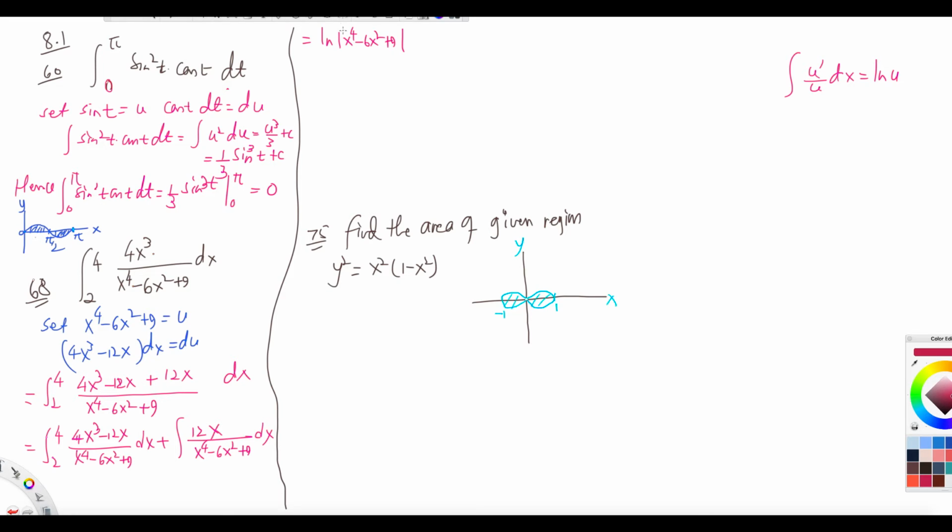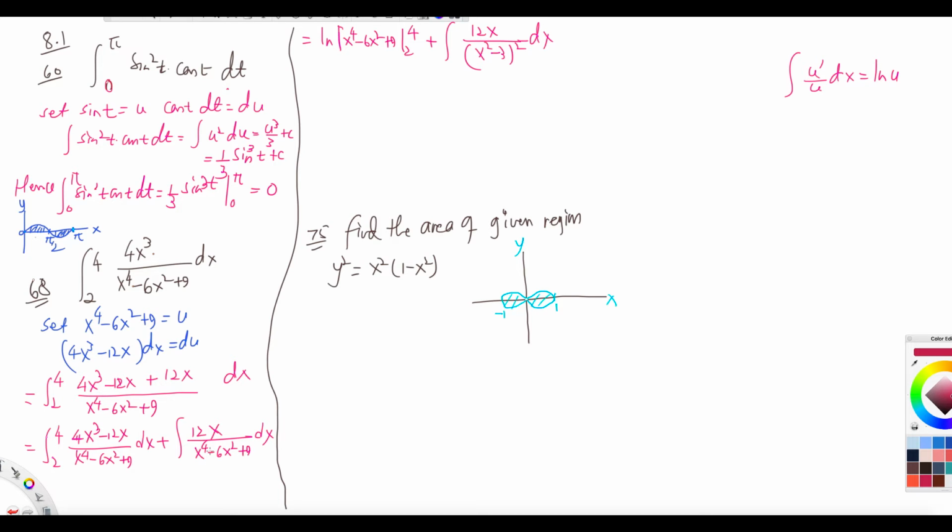And the limits are what? The limits are 2 to 4, right? 2 to 4. And plus, on the second integral, there is 12x on the top. On the bottom, can you simplify that? I think you can write it like (x squared minus 3) squared, dx. You see that?